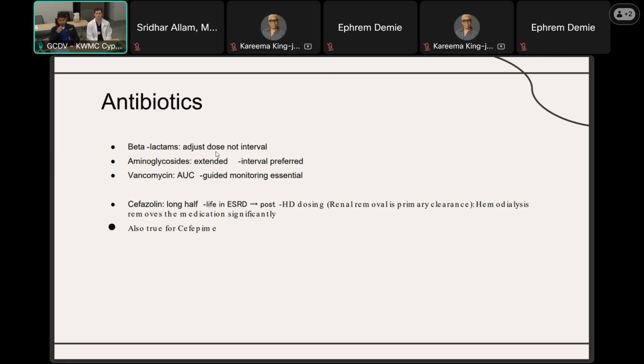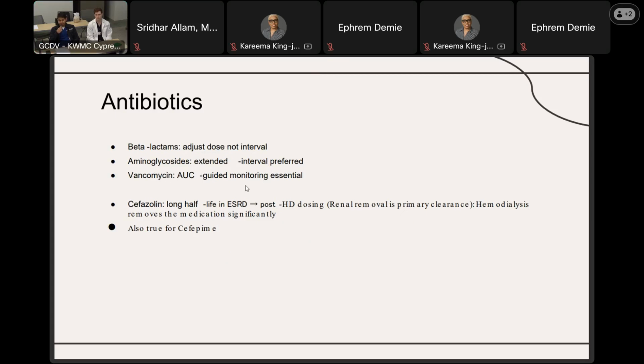So for beta-lactams, adjust the dose, not the interval. Aminoglycosides, usually we do extended interval preference, and that is what is done in our hospital as well. Vancomycin, as we talked about in the first few slides, we calculate area under the curve because their effect is dependent on dose as well as duration. The area under the curve guided monitoring, essentially.